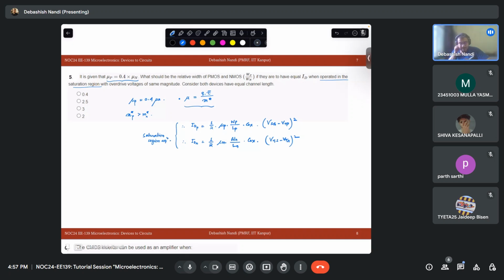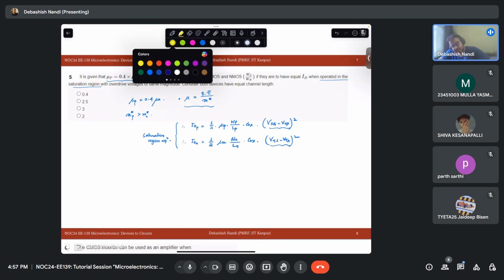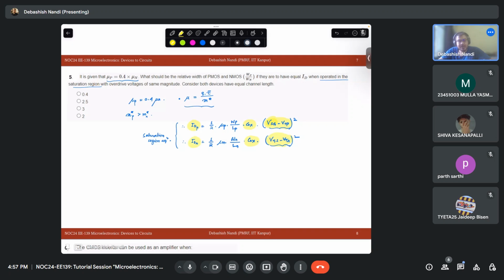Okay, these are my overdrive voltages, and these are also the same. That means COX is the same, and my IDs are the same. I need to find the relation between WP by WN. My LPs are also the same, equal channel length. So what do I get?